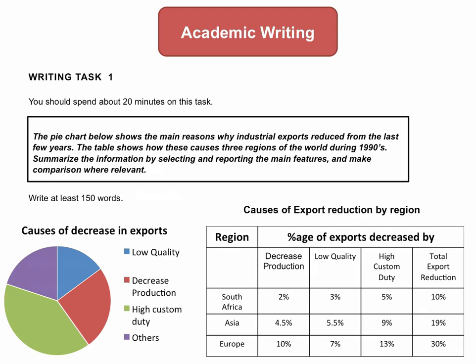Now moving to the academic writing example, they have almost the same pattern. At the top, they have writing task 1, then they have a time limit, then they have a question in the box, and finally the word limit, which is at least 150 words, and then they have a graph and pie chart for the illustration.